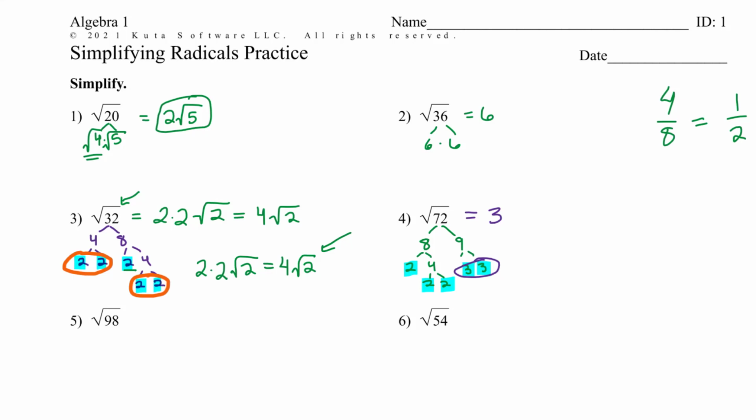And then a pair of 2's. It does not matter which 2's you choose to pair up. So I could choose these 2's, or whatever combination I wanted, but I have to pair up like numbers. So a pair of 2's also puts a 2 on the outside, because that'd be 4, square root of 4 is 2. But we've got a 2 left over here that has to stay underneath the square root.